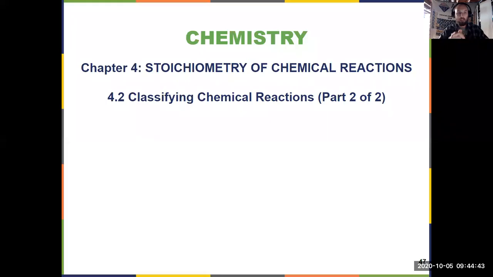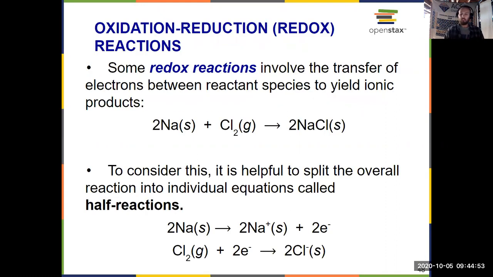In this video, we'll be looking at the second half of section 4.2, classifying chemical reactions, which is all about redox reactions. Now, in the first video, we learned about precipitation reactions and acid-base reactions. Okay, so those are the first two types, redox being the third of the major classifications of reactions that we're getting in chapter 4.